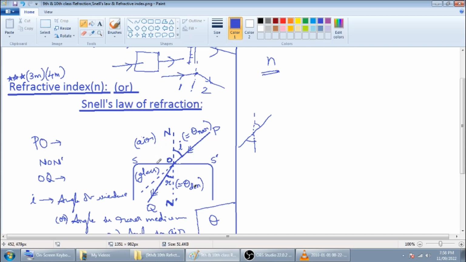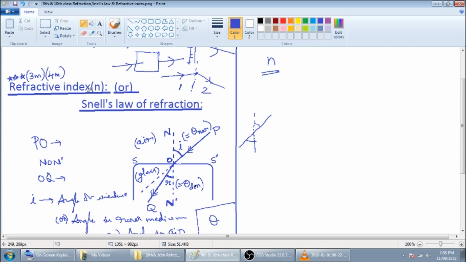For a particular pair of media, pair means two media we are taking, n will have a fixed value. It's defined in such a way that a higher n means more refraction will be occurring. That way, it's a constant which tells about the refraction. That's why it's called the constant of refraction or index of refraction, or simply the refractive index. Refractive index means some constant related to refraction. So it's called the refractive constant or refractive index.